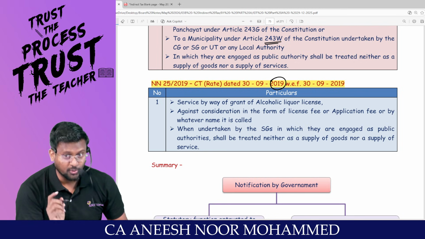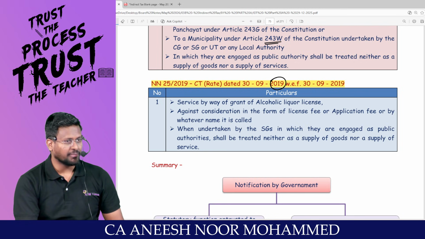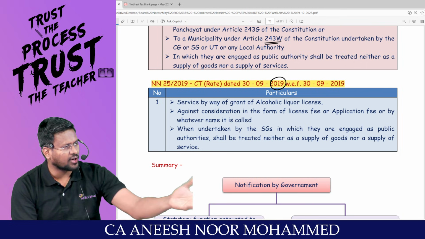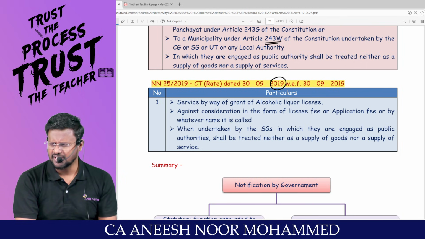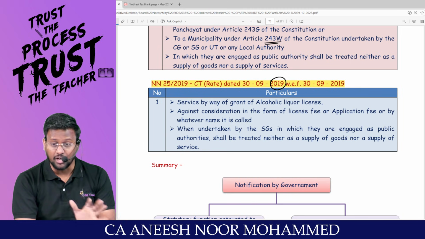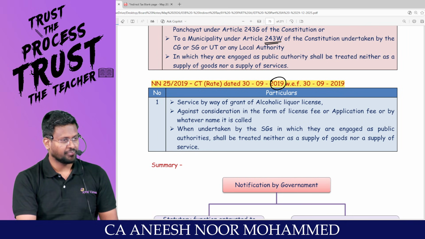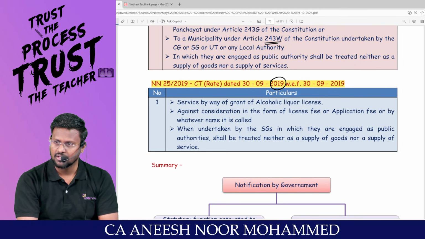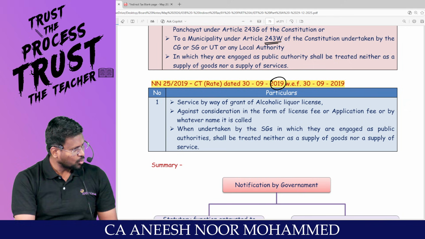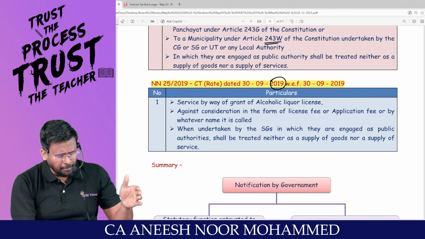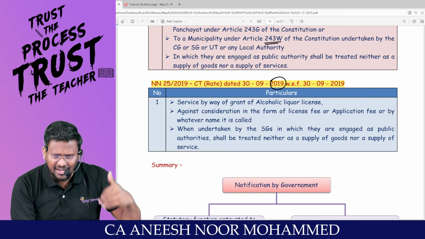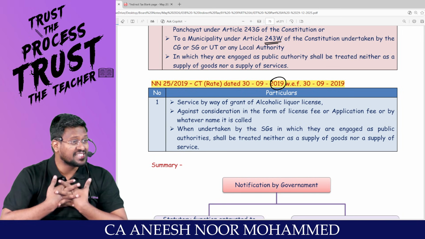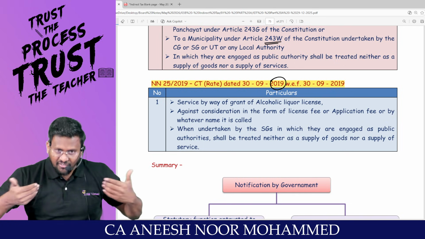Number two, a very important notification. Sir, you tell me, is human consumption covered inside GST? It is not covered in GST. It is outside the scope of GST. It's not a taxable supply, it's a non-taxable supply. Now, two items are not covered in GST. One is alcohol for human consumption. Number two, petroleum products. Petroleum products, someday in future, they will bring under the cover of GST. Whereas alcoholic liquor for human consumption, every state said that it is our source of revenue.